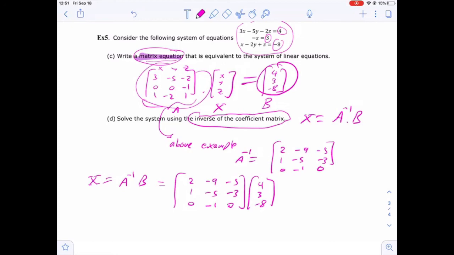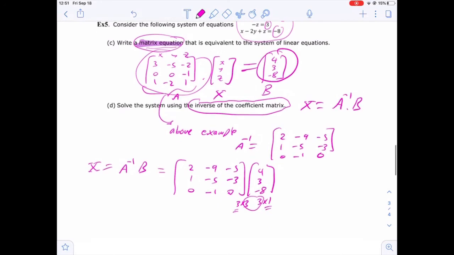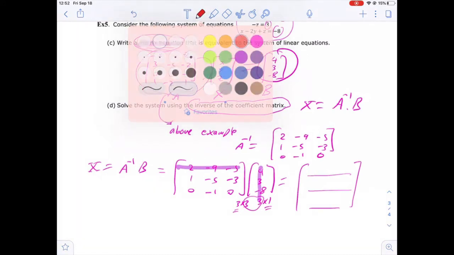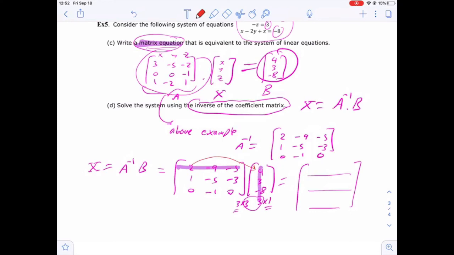Now we multiply as usual. This is a 3 by 3 matrix and this is 3 by 1. So we can multiply since the inner numbers are the same. The resulting matrix is 3 rows by 1 column. We multiply the first row by the column. So we distribute, we multiply each element with the corresponding element. 2 times 4 is 8, plus negative 9 times 3, negative 27, plus negative 5 times negative 8, that's 40.